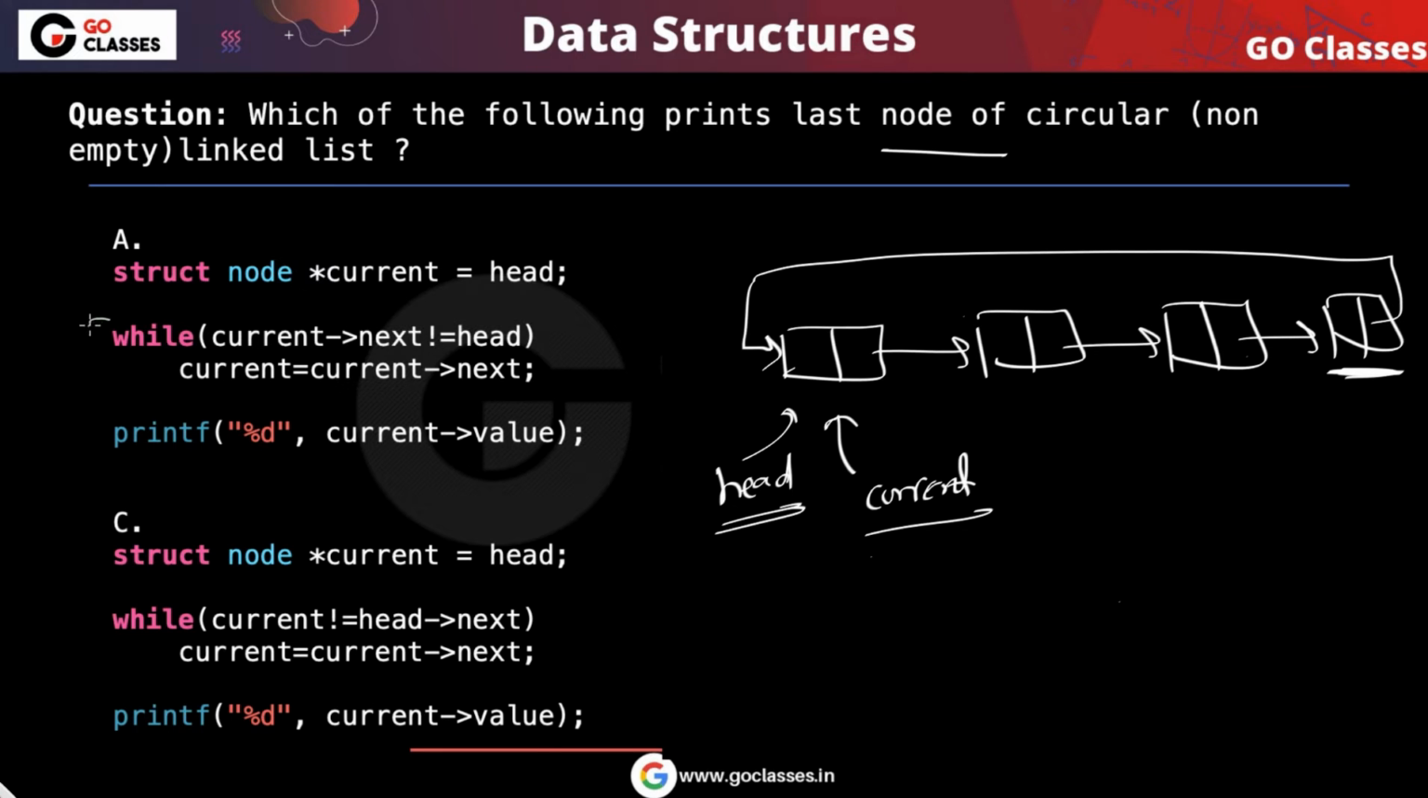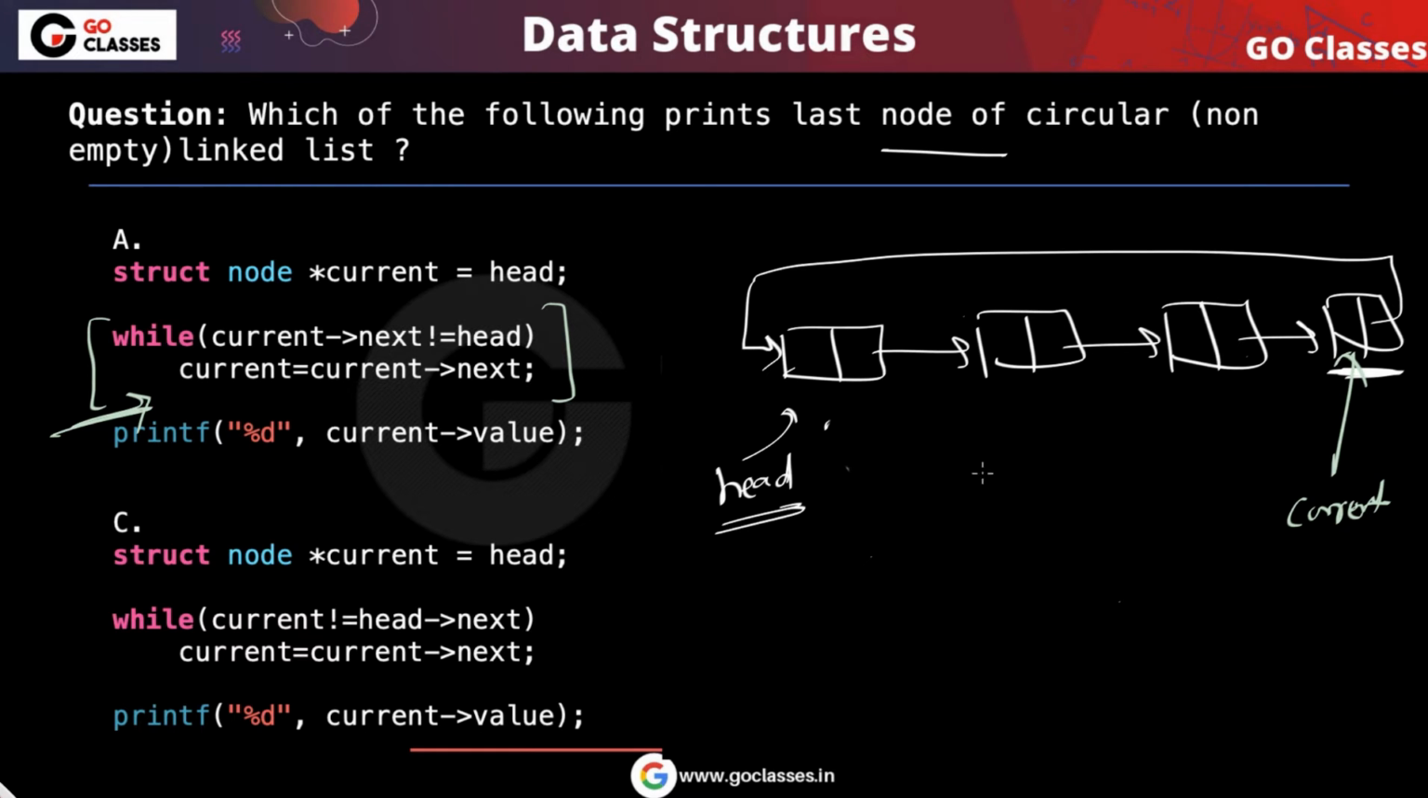So tell me, if this kind of while loop is there, then after this while loop, where will you be standing? Current next equal to head, you will be standing here, right? After this while loop, you can say that current next should be head. So you will be standing here, right? After this while loop, your condition will be this.